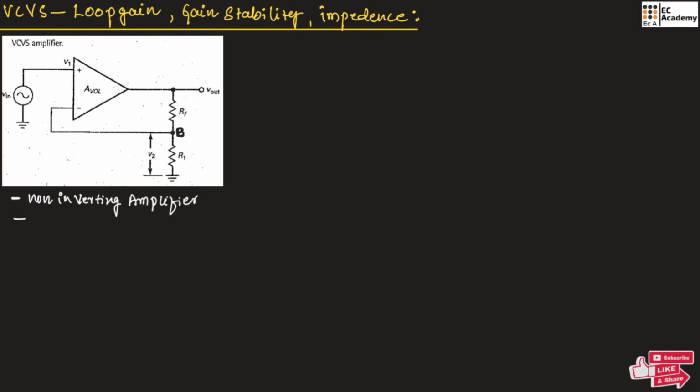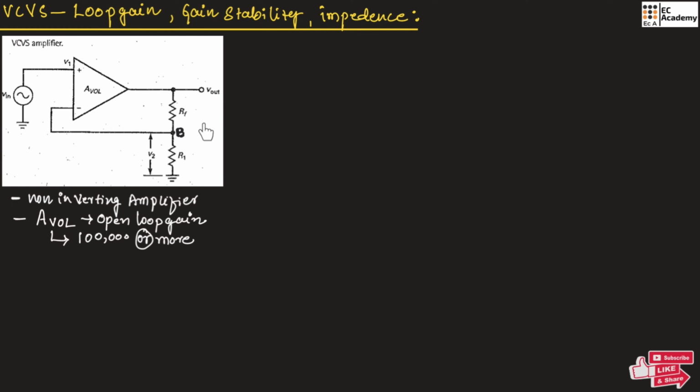This op-amp has open loop gain, which can be represented as AVOL. Here AVOL is the open loop gain of an op-amp, which will have a value of 1 lakh or more. So the open loop gain of an op-amp will be 1 lakh times or more. This you need to remember always. Whenever we take the open loop gain of an op-amp, it will be very high.